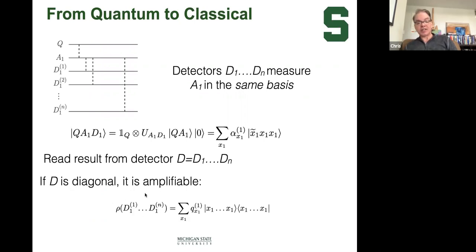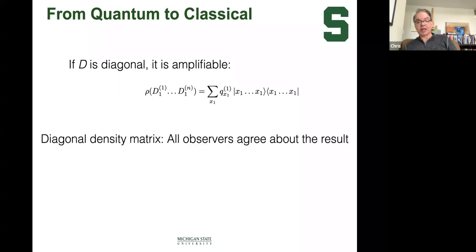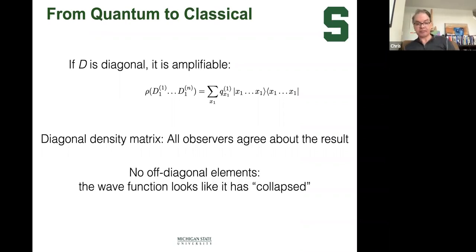What you see here is the density matrix of all these measurement devices that just measured that qubit, and it's also diagonal. So in other words, this is a measurement of a quantum system using a classical device, even though I wrote everything in terms of qubits. Everything looks just normal. So yeah, if D is diagonal, it is amplifiable. This diagonal density matrix just means that all the observers, in a sense, every element of your measurement device agrees with every other. It's a consistent measurement device. All observers agree.